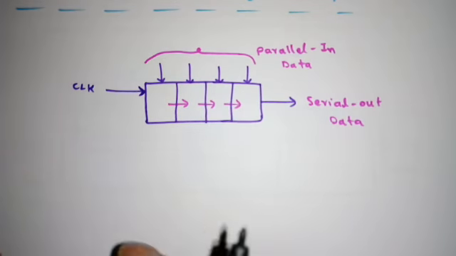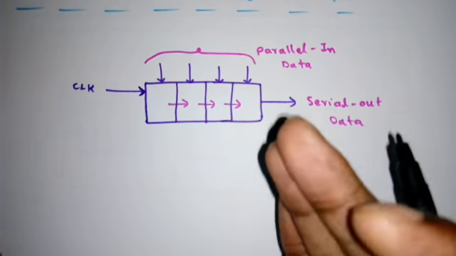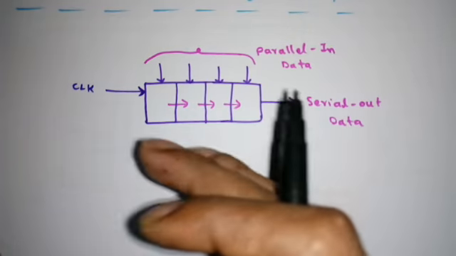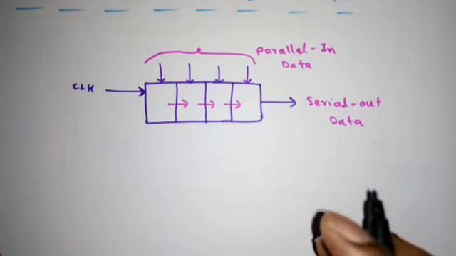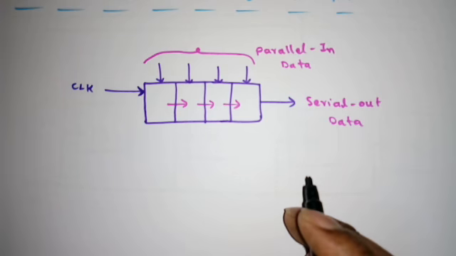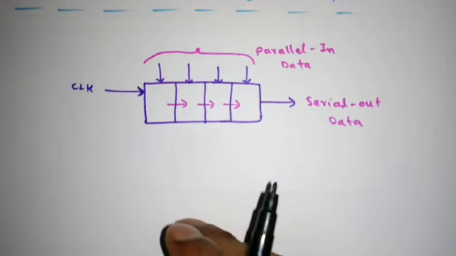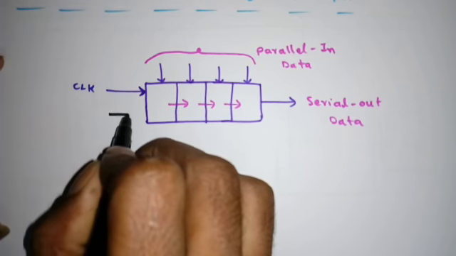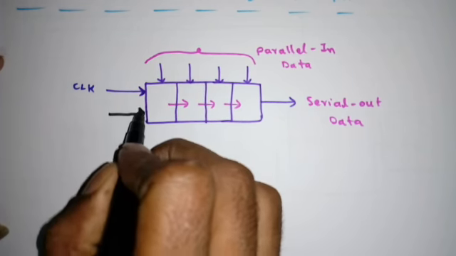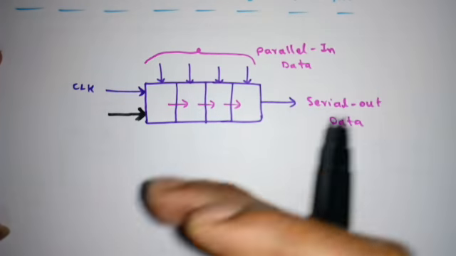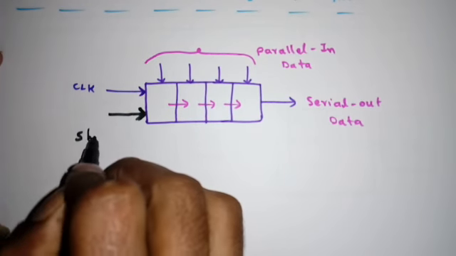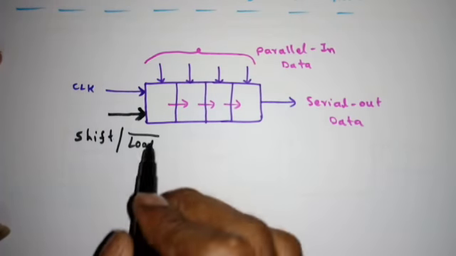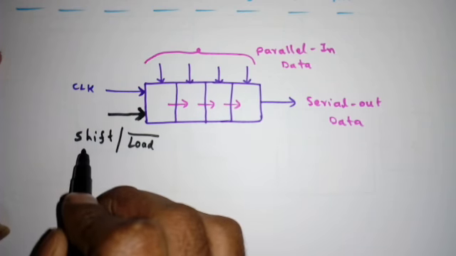I said we have to perform two operations, but we cannot perform them simultaneously. We perform one operation at a time. First we load the data parallelly, then we shift the data towards right. Whenever there are two operations, we need some controlling element to control them. So in this parallel in serial out shift register, we have one extra input called the control input. This control input will tell when to load and when to shift the data. So the name is shift or load bar. Load bar means it is active low, shift means it is active high.